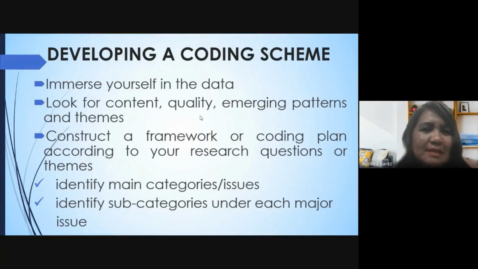Developing the coding. We can use here: look for the content, what the content is, the emerging patterns, then identify the parent code and the subcodes. So subcategories, under subcategories, for example, stigma: there was the development of a stigma or discrimination among the people. That's the parent theme, that's the parent code.